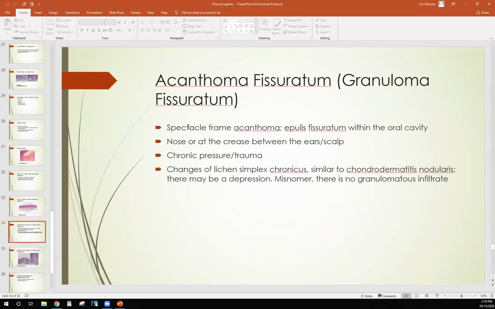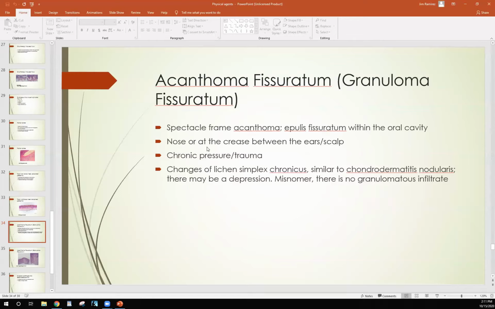So then we have this condition, acanthoma fissuratum, also called granuloma fissuratum, not biopsied very often, but it is good to be aware of it. I think of it as a cousin to chondrodermatitis nodularis. It's basically induced by the same process: friction or pressure, in this case because of spectacle frames or glasses. But in the oral cavity, you can get it because of malfitting dentures, and you call it epulis fissuratum. So important to be aware of that as well.